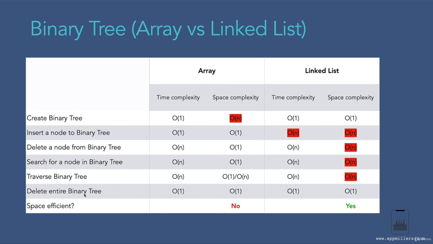Now when it comes to deleting a binary tree from the memory, in both cases, it takes O(1) time complexity because in case of array, we are just setting the array to null. So in this case, extra space is not required, so it's not a time-consuming operation. So that's why space and time complexity is O(1).